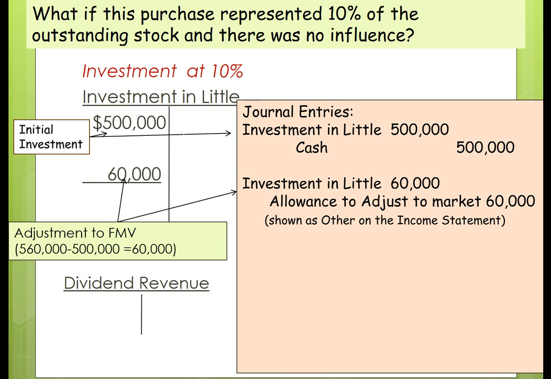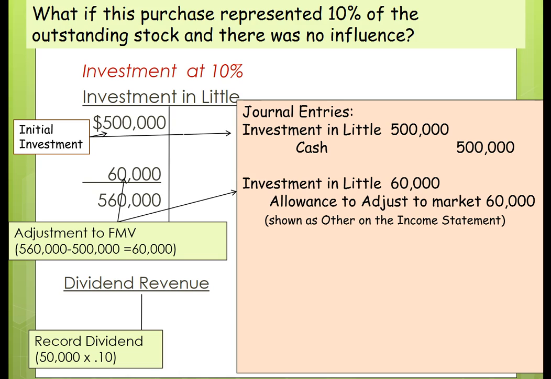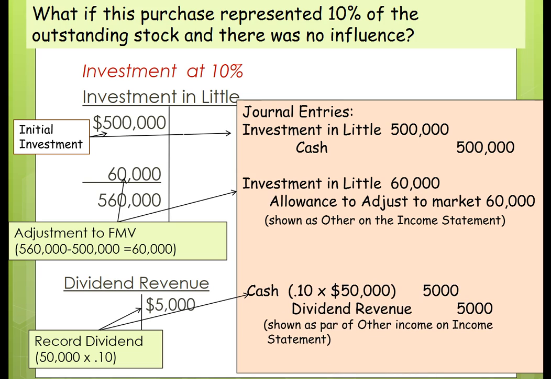Now, if we have the dividend revenue, which we did, this is going to be the only revenue from the sub that would appear on the parent's books. So it's only when you use fair value that dividends of the sub are treated as revenue on the parent's books. And this would be our journal entry. So it would be cash and dividend revenue. And again, this would be shown as part of other income on the income statement.